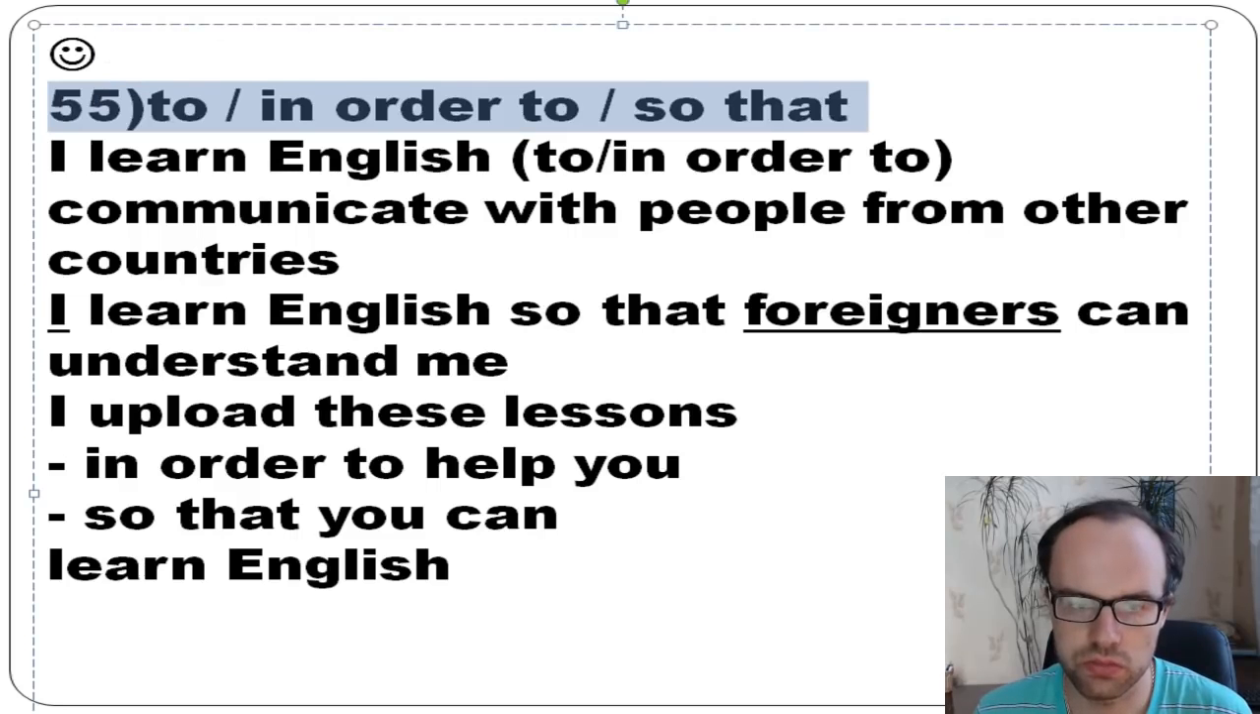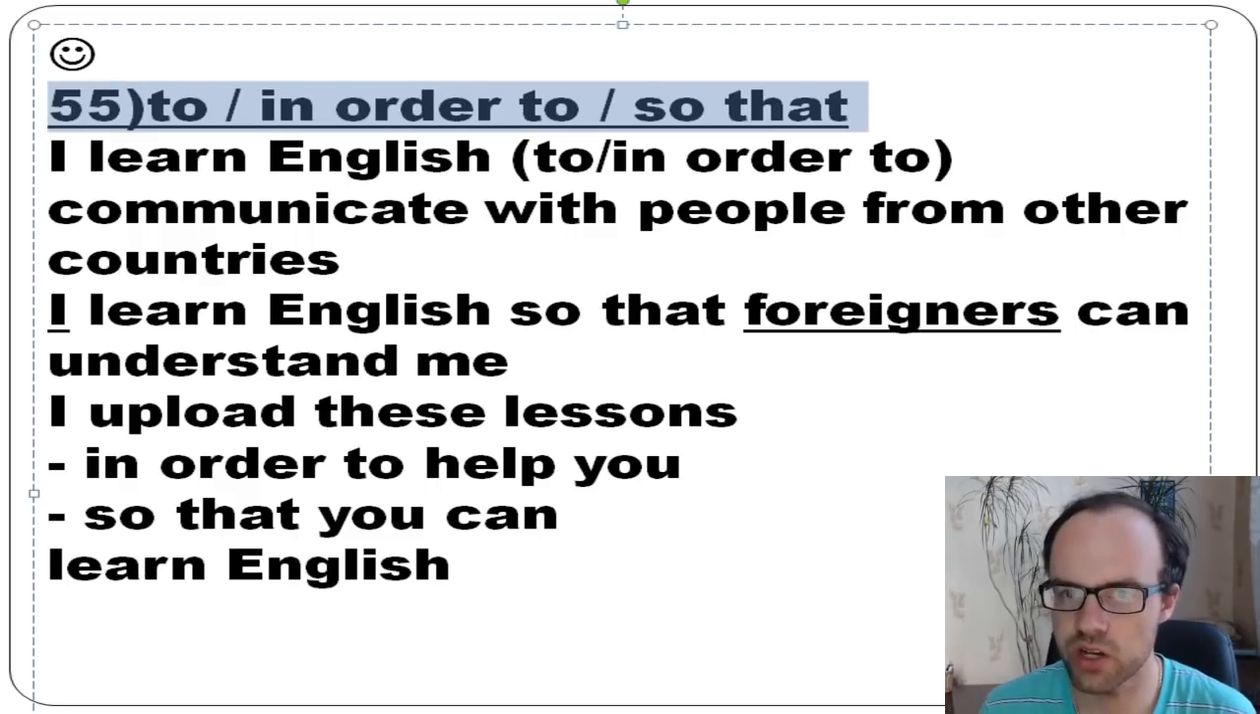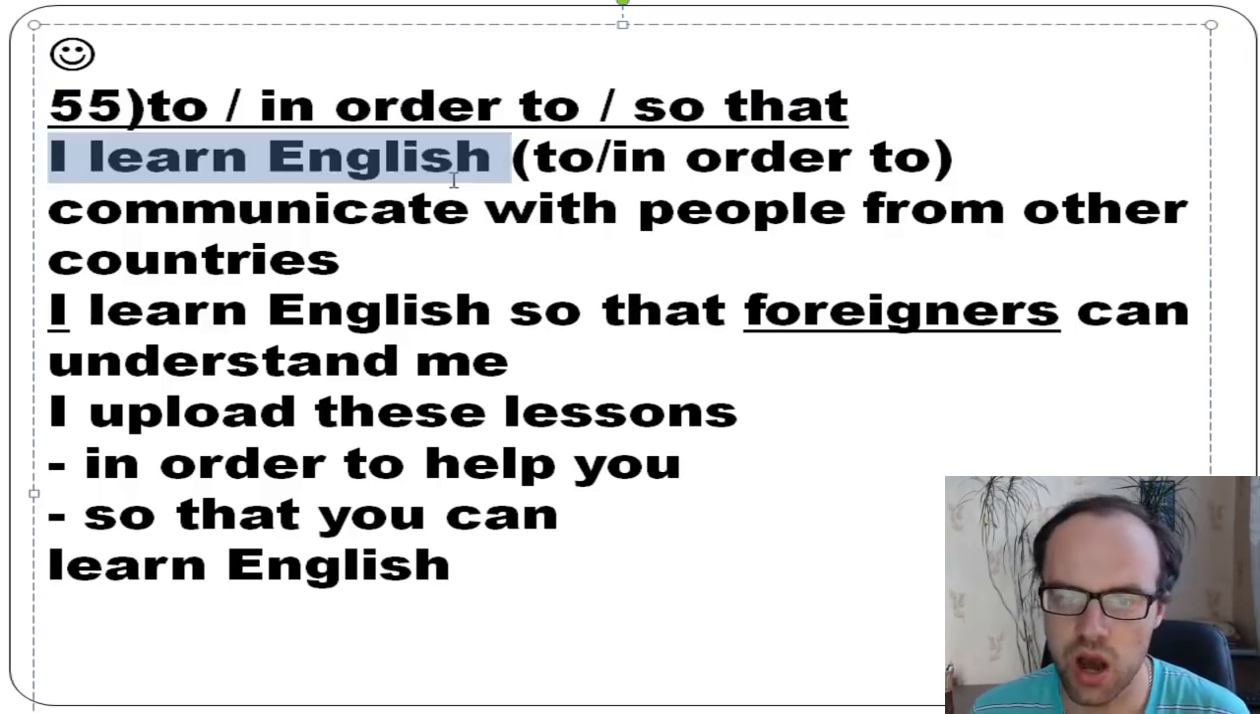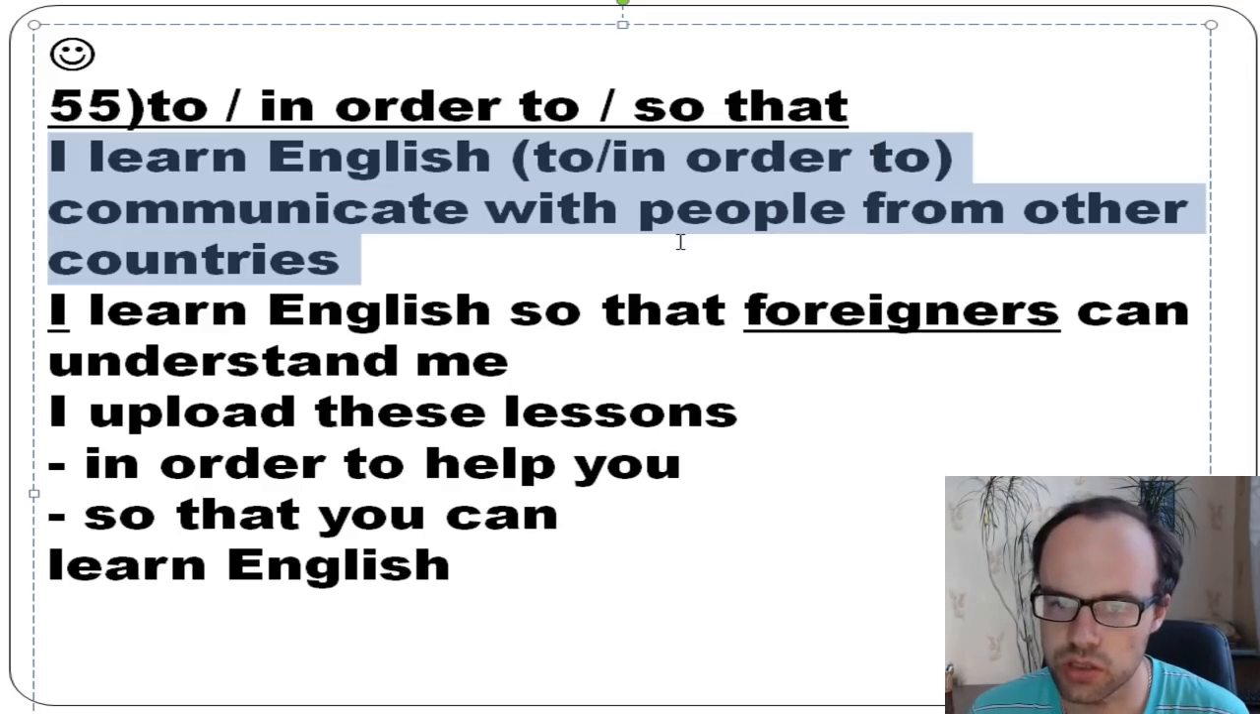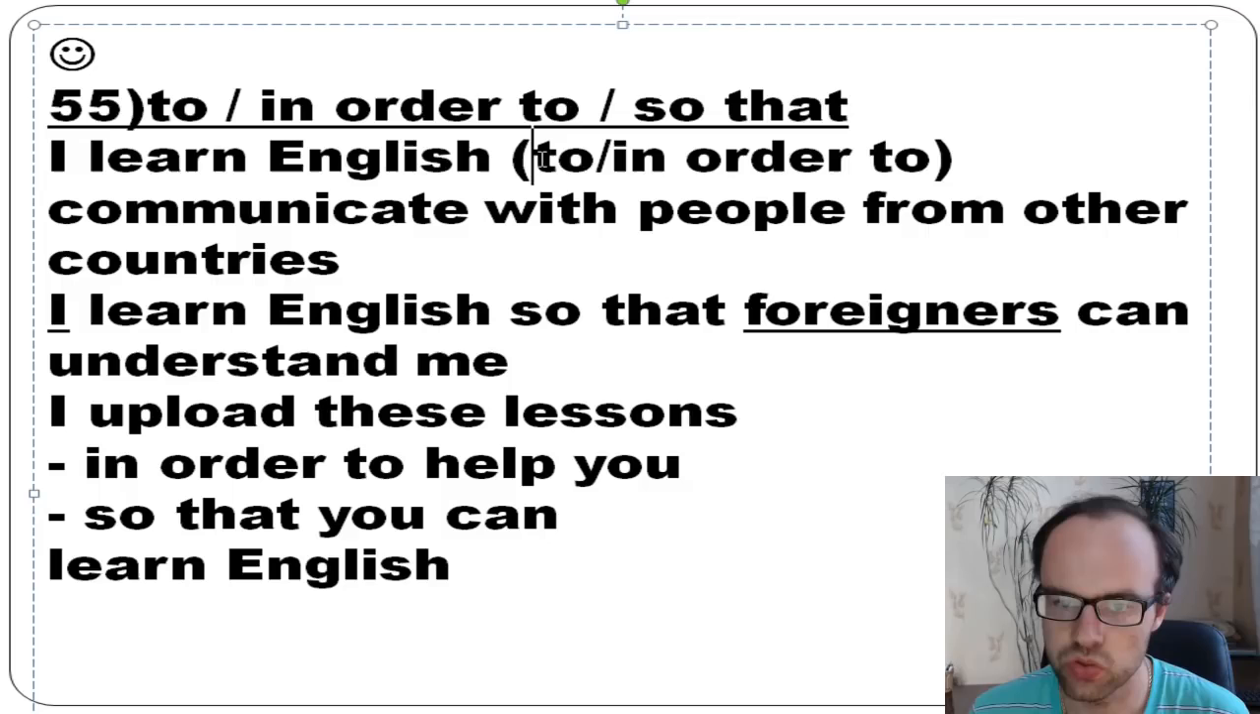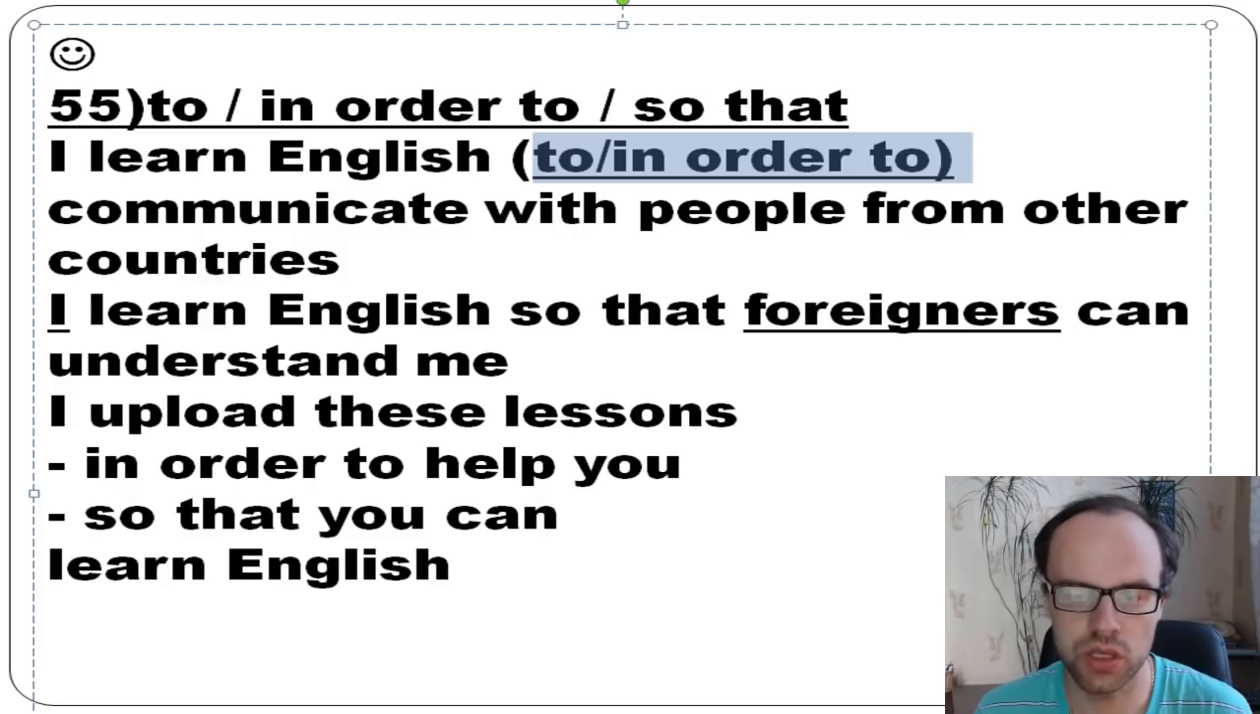Next, to, in order to, and so that, okay? So I learn English. Really, why do you learn English? It's a very common question. And what will you answer? You can answer, for example, I learn English to communicate with people from other countries. So to or in order to, yeah? In order to is okay, but it sounds more formal. So I learn English to communicate with people from other countries, or in order to communicate with people from other countries, okay?